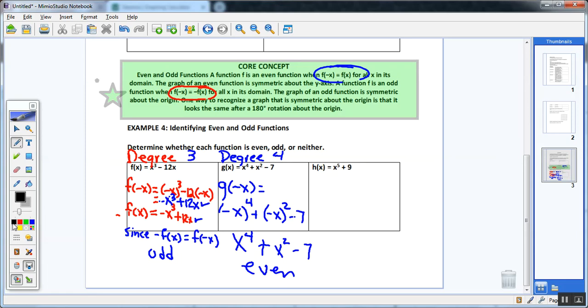Odd, you bet. Okay, so if it's odd, we need to see if f of negative x equals negative f of x. Okay, well, let's do the h of negative x here in this case. Okay, kids, help me out. It's a 9 right there.